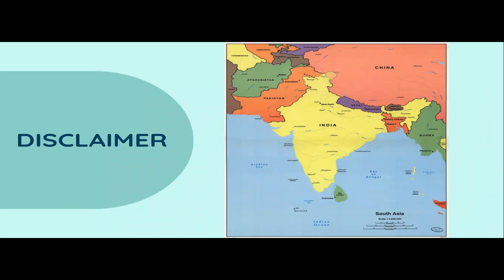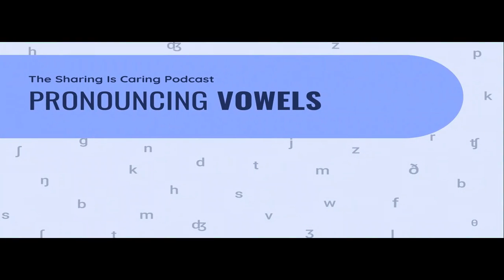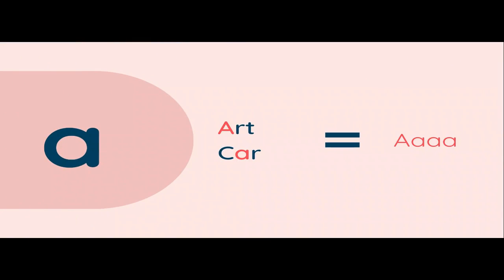So to learn our pronunciation, we can basically break it down into two categories, vowels and consonants. So let's start with vowels. First, you have the letter A. The letter A is only going to be pronounced one of two ways, and the first way is an ah sound, like in the word art or car.